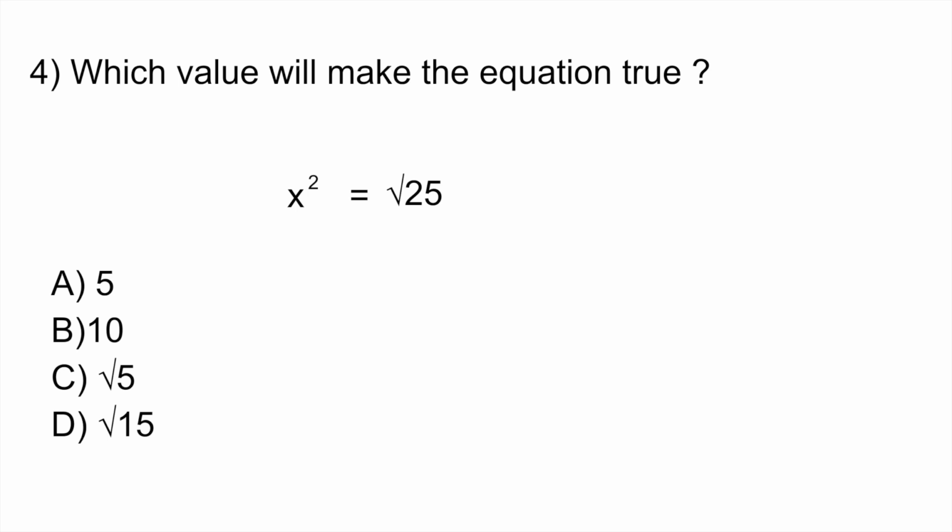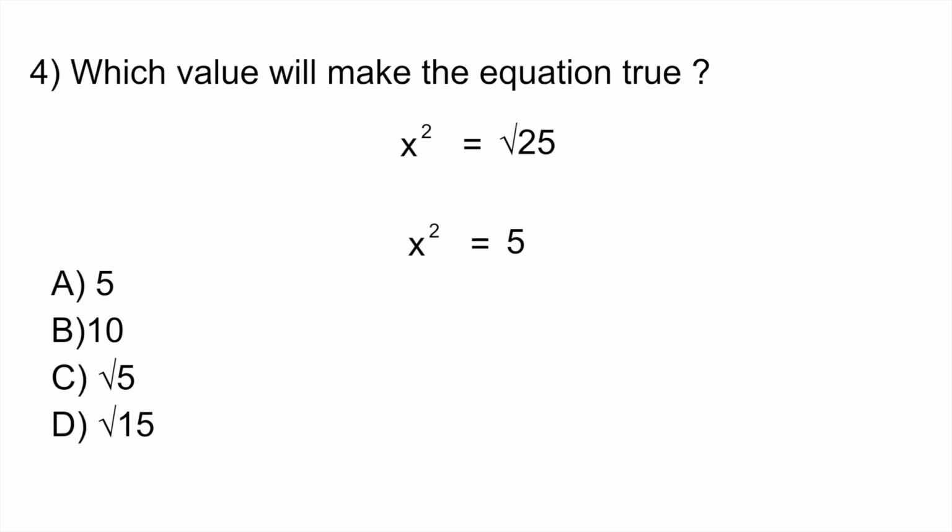So let's start working on the right side of the question. The first thing that we're going to do is simplify that square root to clean this up a little bit. So what is the square root of 25? What number multiplied by itself will give you 25? 5, right? So you have x to the power of 2 is equal to 5.